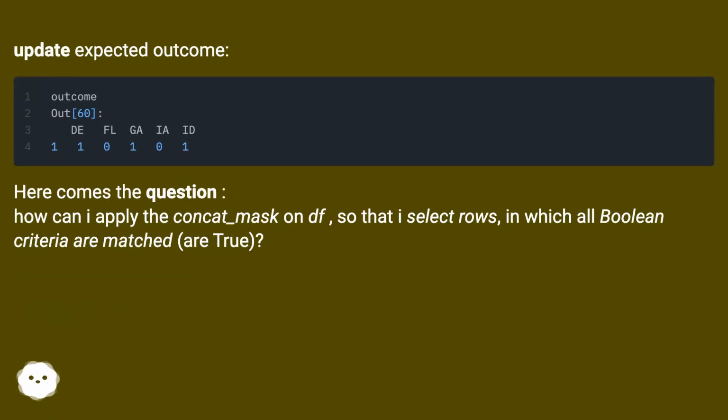Update. Expected outcome. Here comes the question. How can I apply the concat_mask on df, so that I select rows in which all Boolean criteria are matched, are true?